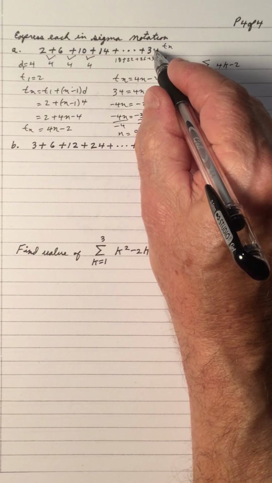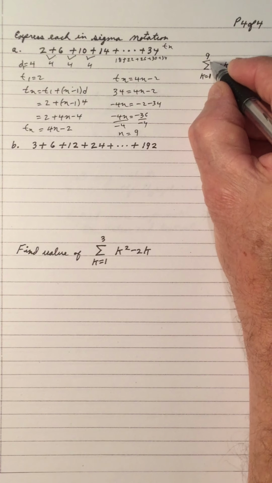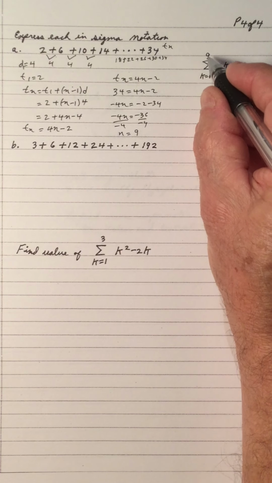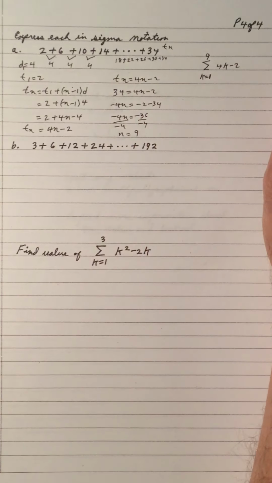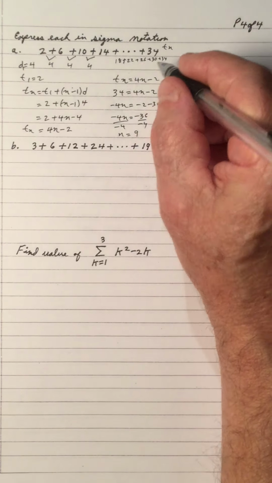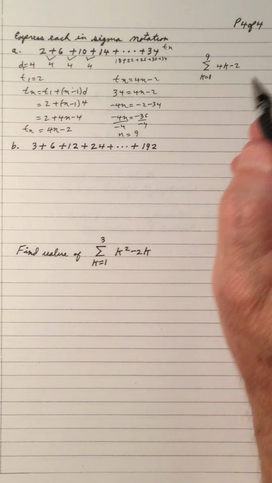So this 34th term here, that's the 9th term. So there's the 9 that goes up at the top. So you start with 1, and you're going to 9. So there's 9 terms, and there they all are. So this is the sigma notation that represents this series.